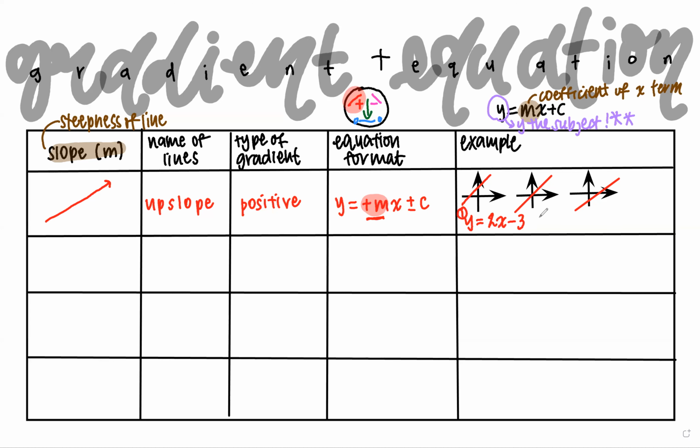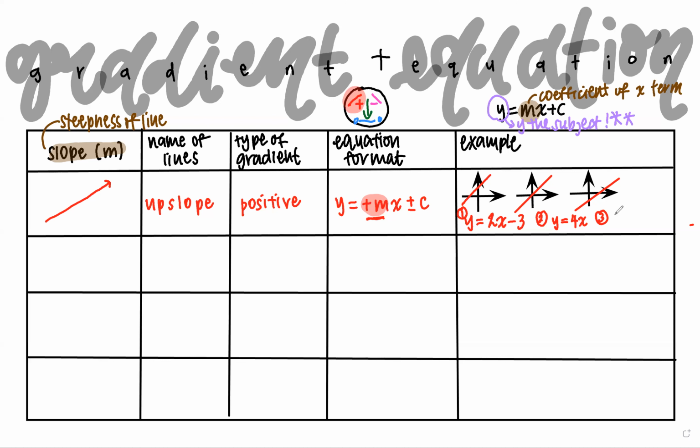Next, example number 2. Let's say I have y equals negative 4x. Is this acceptable? No. Why? Because an upslope should be positive. So I have just positive 4x, but behind I don't have anything. Is it okay? It's okay, because behind is a plus 0. 4x plus 0 is the same as 4x. Understand?